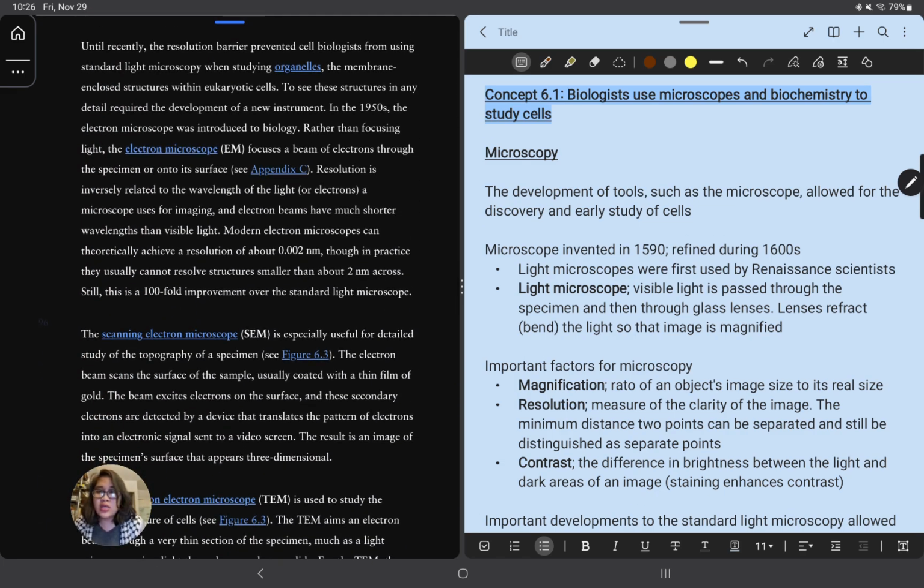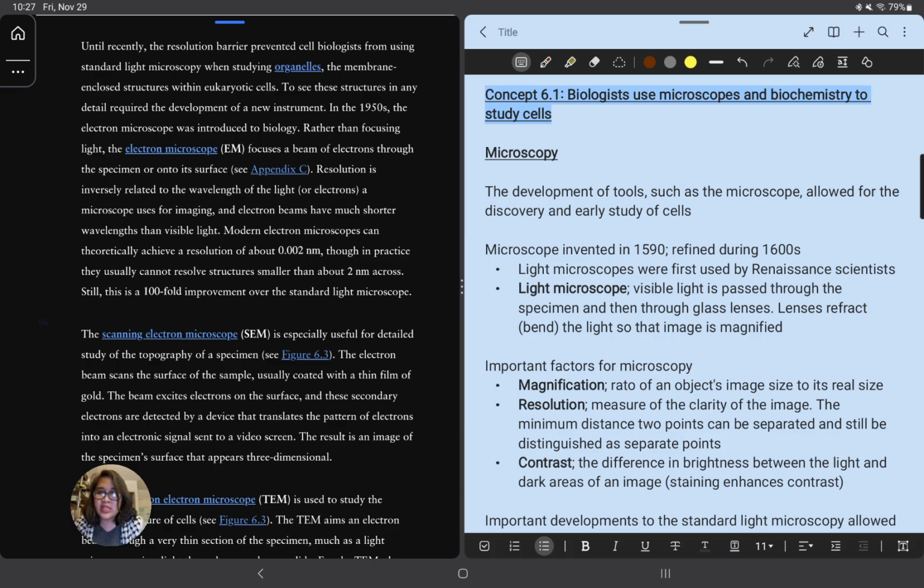Until recently, the resolution barrier prevented cell biologists from using standard light microscopy when studying organelles, the membrane-enclosed structures within eukaryotic cells. To see these structures in any detail required the development of a new instrument.